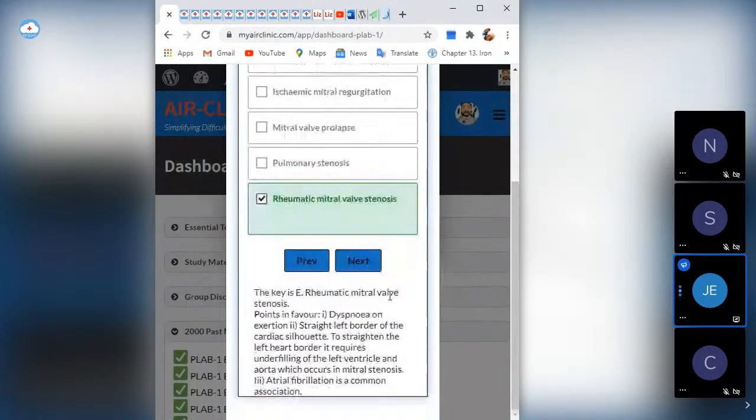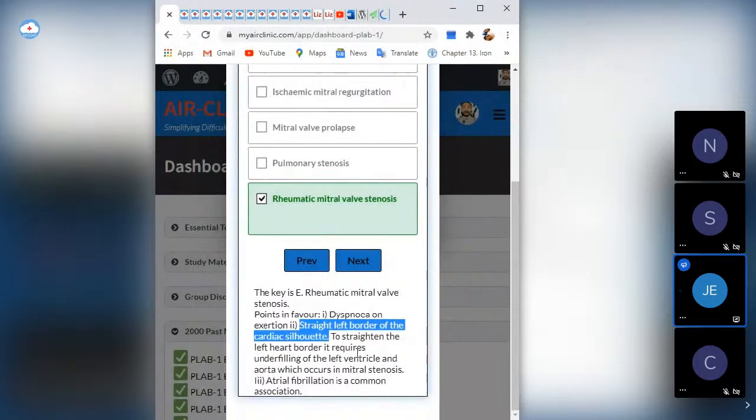So rheumatic mitral valve stenosis, points in favor: dyspnea on exertion, straight left border. In fact, this is the main point in favor. Every other thing can have dyspnea on exertion, right? So straight left cardiac border, that's classical for what you call mitralization of left cardiac border. That's seen in left atrial enlargement. And the only thing among the options that can cause a left atrial enlargement is mitral stenosis.